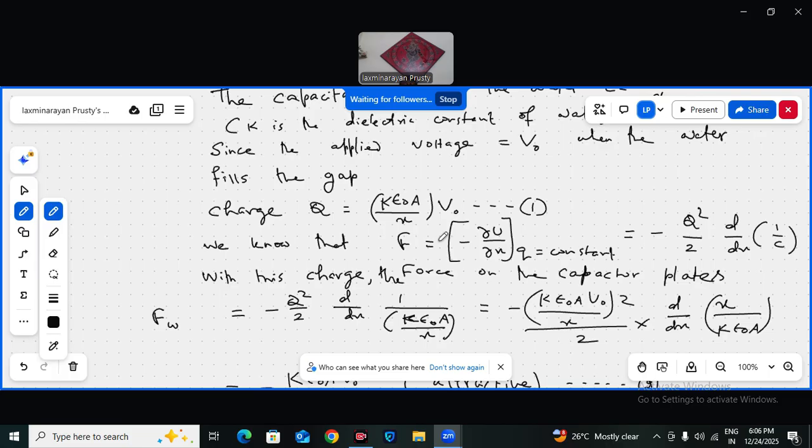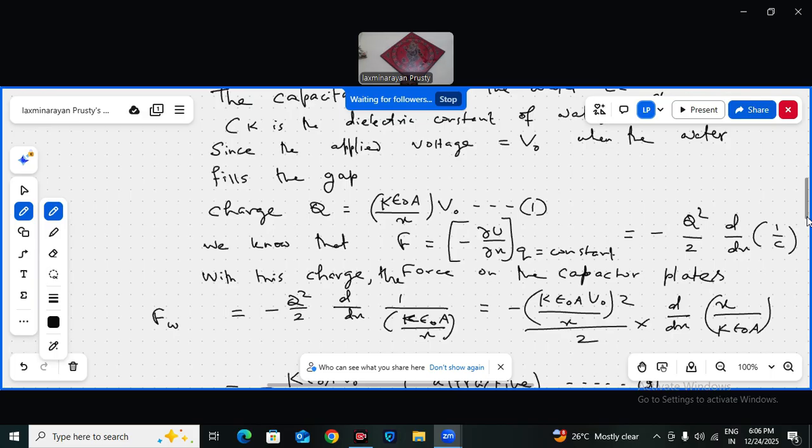Now, in my previous class, I discussed the mathematical definition of force in an electrostatic field. It is minus dU by dX at that value of Q which is present right now, which is creating the field, keeping Q constant. U is equal to Q square by 2C. So the force is minus Q square by 2 times d by dX of 1 by C.